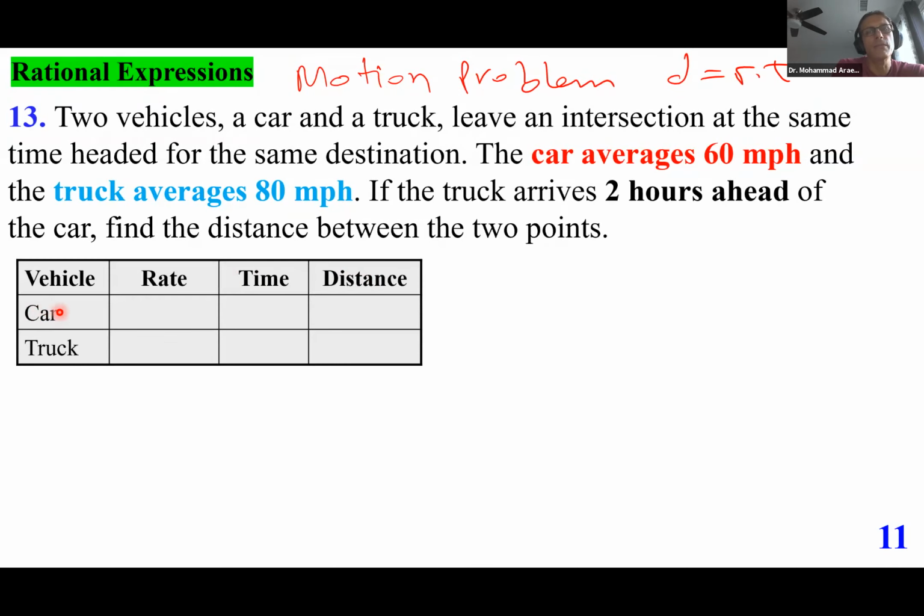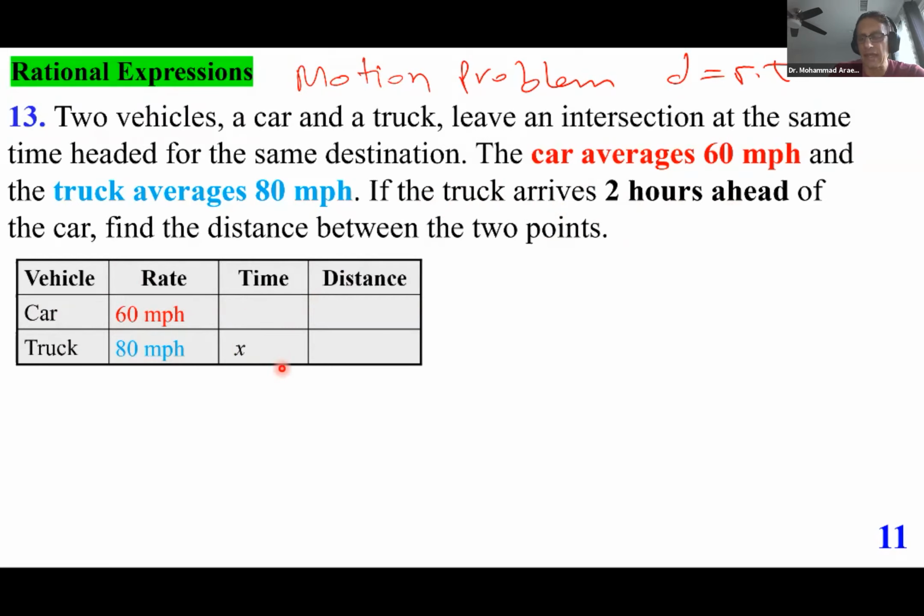The car is doing 60 miles per hour. The truck is doing 80 miles per hour. So simply put, fill them up. Now we're going to look at the time, and obviously the one that is going faster is going to get there sooner. That's why the truck arrives 2 hours ahead. So if it takes the truck X amount of time, it takes the car the same plus 2.